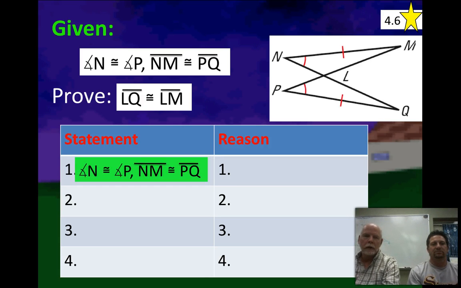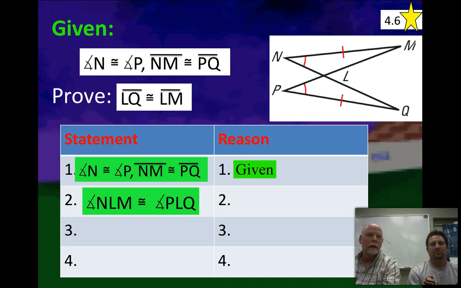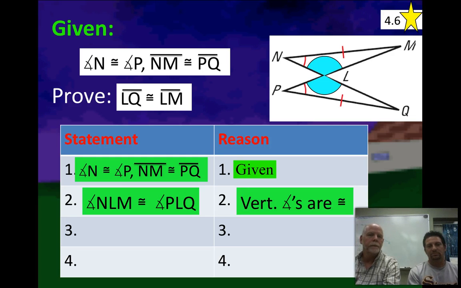And so we'll put in our given, angle N congruent to angle P, NM congruent to PQ, that's given. You know what we're doing next. We're going to those vertical angles, so angle NLM is congruent to angle PLQ. Those vertical angles are congruent, and that's the reason. And so do we have enough to prove the triangles congruent? Yeah, we've got two angles and a side. We just have to figure out the order.